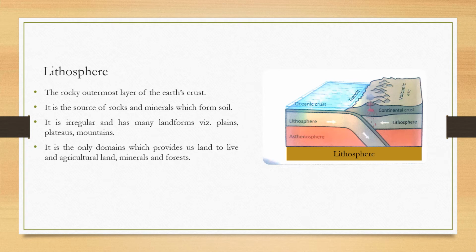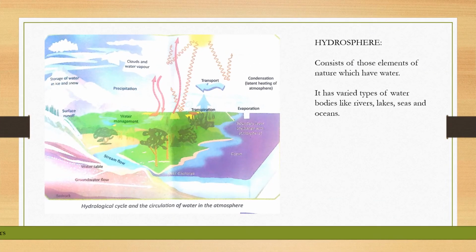Second, what is hydrosphere? Hydrosphere consists of those elements of nature which have water. It has varied types of water bodies like rivers, seas, oceans, etc. Even the water vapor in the atmosphere is a part of the hydrosphere. Water is found in all three states on earth, that is solid, liquid, and gas. It is important for all life forms. And as you know, only 2% of the fresh water is available for us to use. That is why we emphasize saving or conserving water.